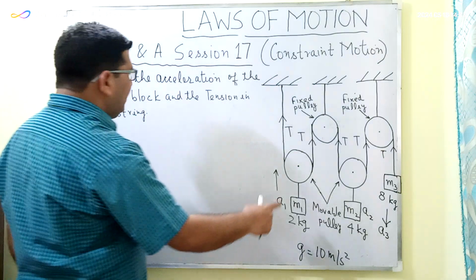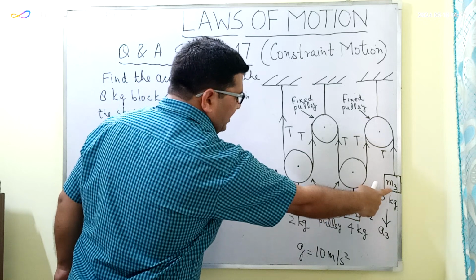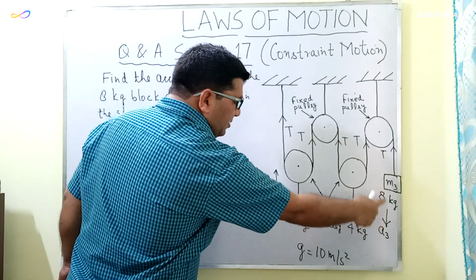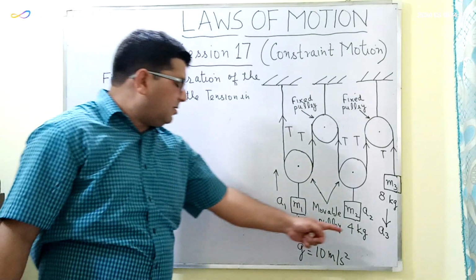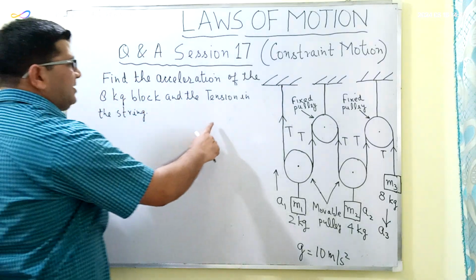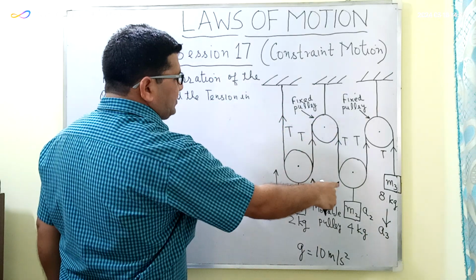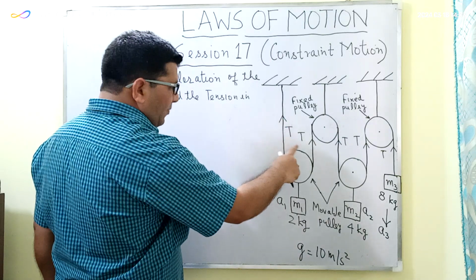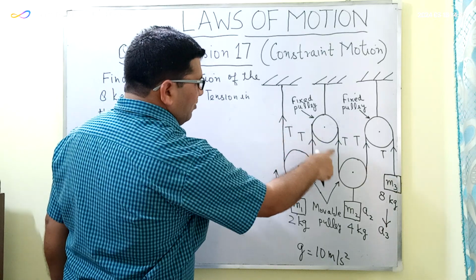So here we have to find the acceleration of the 8 kg block, which I have depicted here as M3, and this block is moving in the downward direction as indicated by this arrow. So we have to find the value of A3, which is the acceleration of this 8 kg block, and we have to find the tension in the string. Since this is one string connecting all these four pulleys, the tension in each segment of the string will be the same.